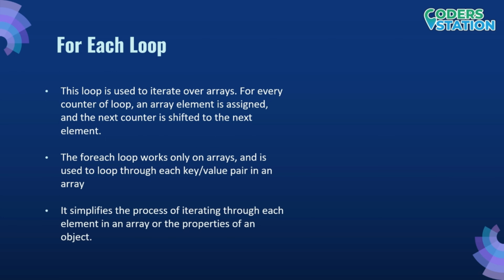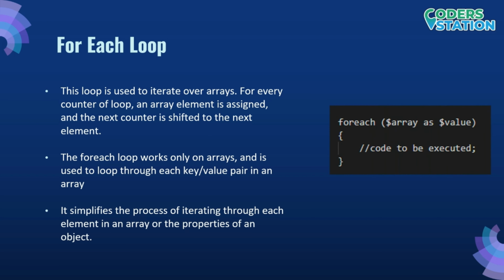So let's see the syntax. foreach $array as $value. So for every loop iteration, the value of the current array element is assigned to $value and the array pointer is moved by 1 until it reaches the last array element.